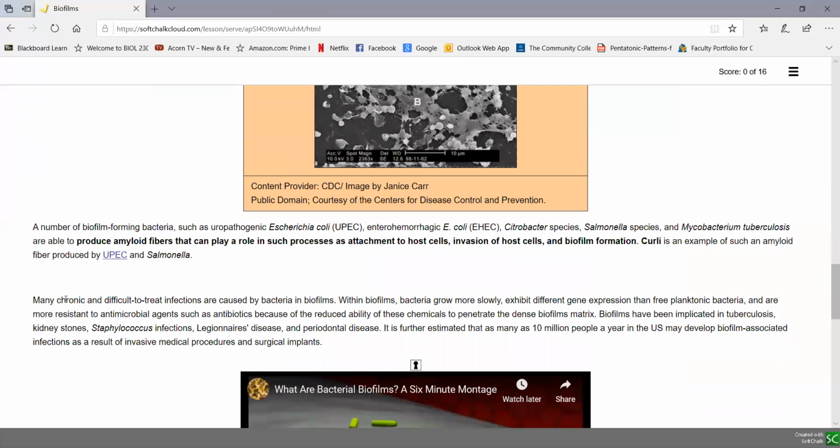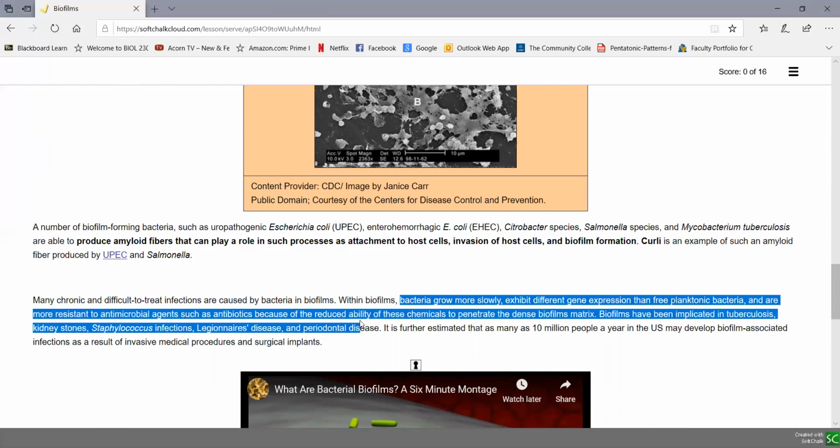And there are many chronic and difficult to treat infections we think are caused by bacteria in biofilms. First of all, in the biofilm, the bacteria grow more slowly. They exhibit different gene expression than the free bacteria that started colonizing the body. And they're more resistant to antimicrobial agents because the antibiotics have reduced ability to penetrate the dense biofilm.